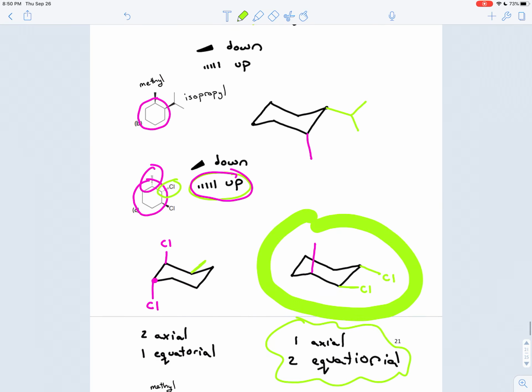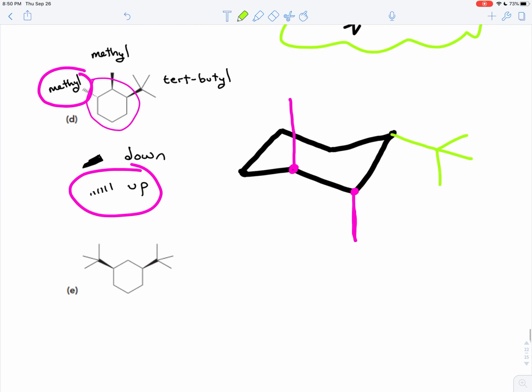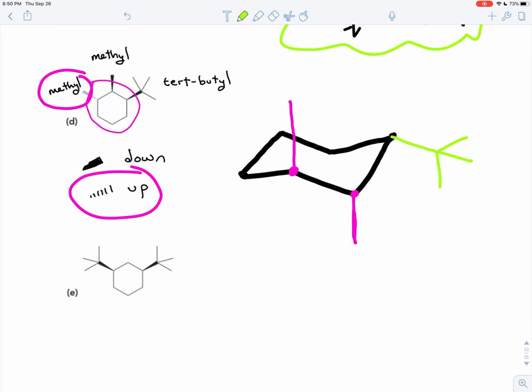Bulky branches are more stable when they're equatorial. And once we knew that that was equatorial, we figured out what the other two branches had to be.